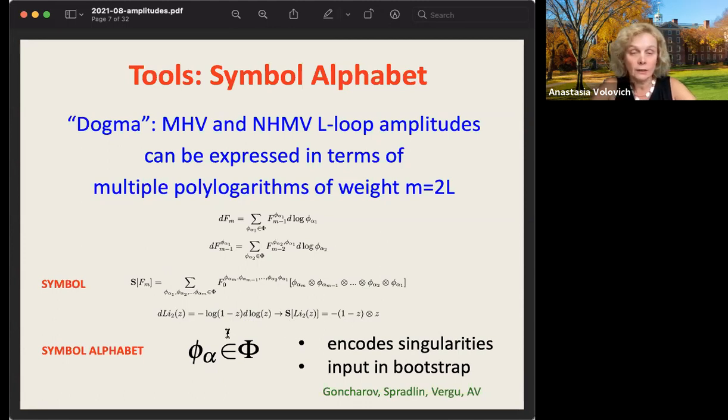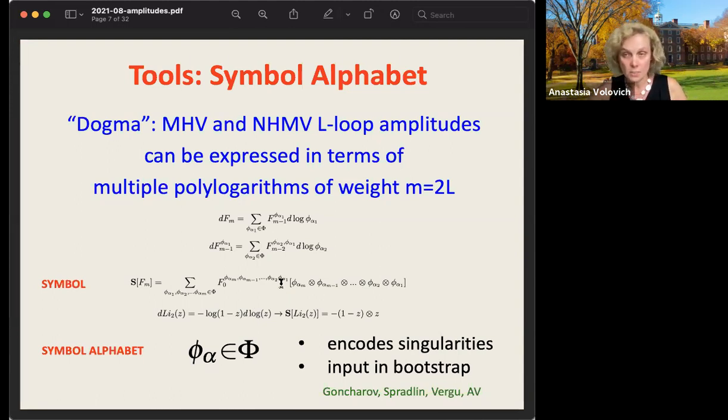The collection of all these arguments that appear in the logs is called the symbol alphabet. So that's one of the words in my title. You have these amplitudes, these polylog functions, and the cleverly organized arguments of these functions. That's the symbol alphabet, and it appeared in some other talks already. The physical meaning is that it encodes singularities, and it also serves as input in the bootstrap. So the subject of this talk is the symbol alphabet.